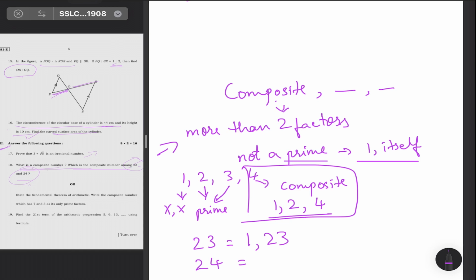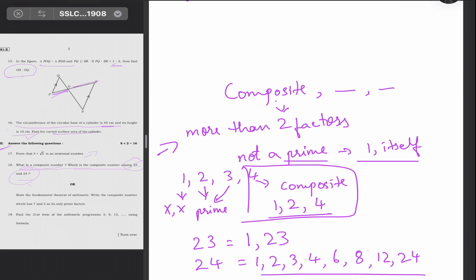What about 24? Coming to the factors of 24, we have 1, 2, 3, 4, 6, 8, 12, 24 as its factors. It has more than 2 factors. Hence, among 23 and 24, 24 is a composite number. Hope the solution is clear.